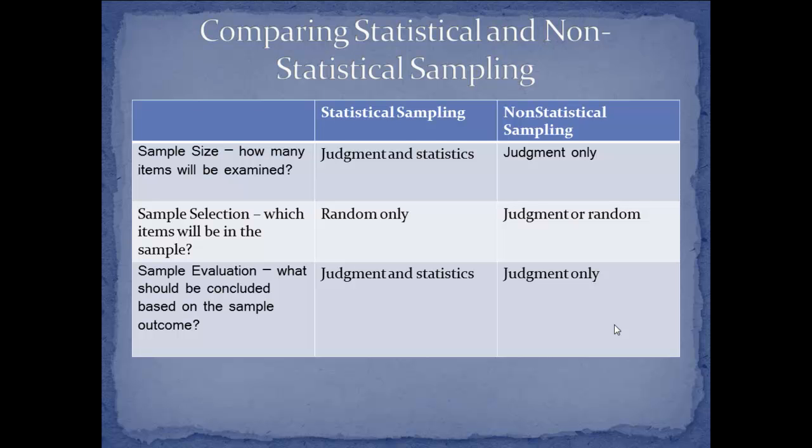For sample evaluation, or what should be concluded based on the sample outcome, for statistical sampling there's a combination again of judgment, where auditors set some parameters such as audit risk, and math. Whereas for non-statistical sampling, there's only auditor judgment. So the auditing standards say sampling is fine. They don't say statistical sampling is fine. They don't say non-statistical sampling is fine. Both kinds are acceptable.